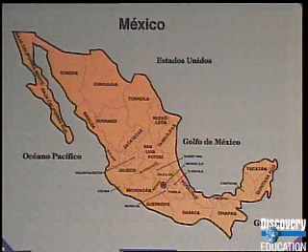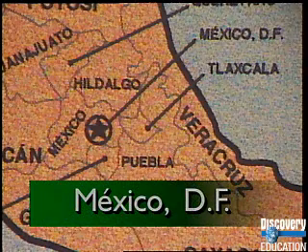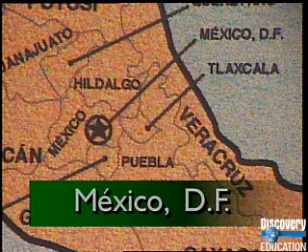Now, Mexico has 31 states and a federal district, which is like the District of Columbia here in the United States, where Washington is located, Washington, D.C. Mexico is the country that has the most Spanish-speaking people in the world. The capital city is called Mexico DF, like we call Washington, D.C. But in English, we call it Mexico City, to distinguish it from the country of Mexico.